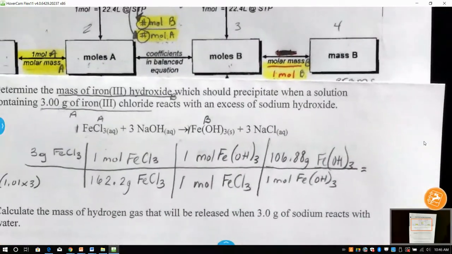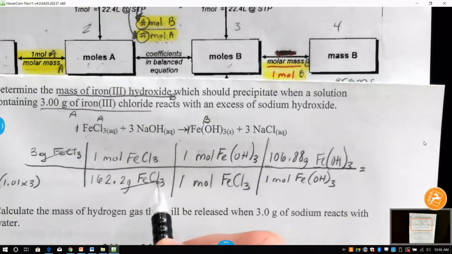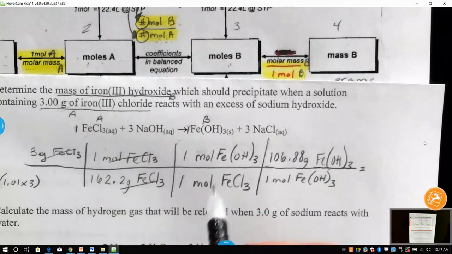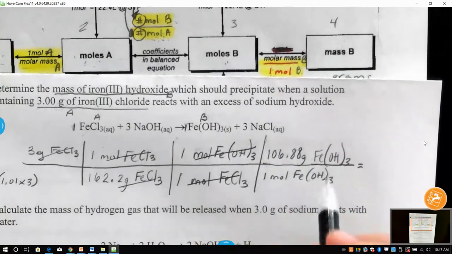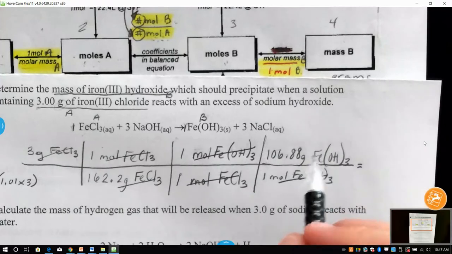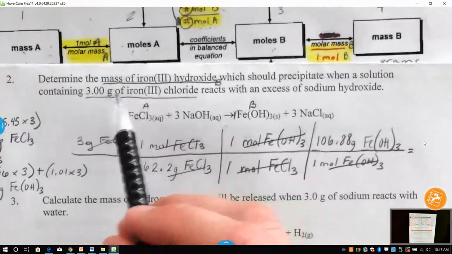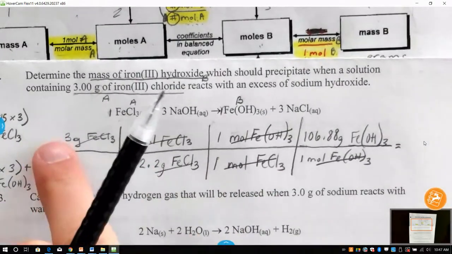Now we have to make sure all the units cancel out. We have grams FeCl3 on top and on bottom. Good, they cancel out. Moles of FeCl3 on top and bottom. Good, they cancel out. Moles of iron 3 hydroxide on top and bottom. They cancel out. The unit we're left with is grams of iron 3 hydroxide, which is what we wanted in the first place. You can cross out the unit, but not the actual numbers.